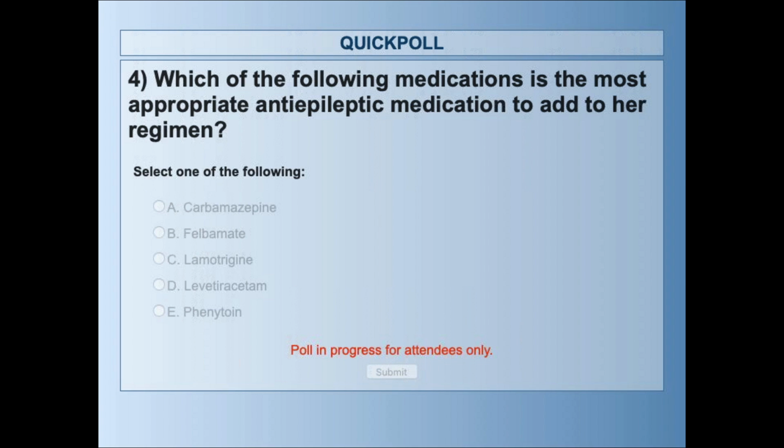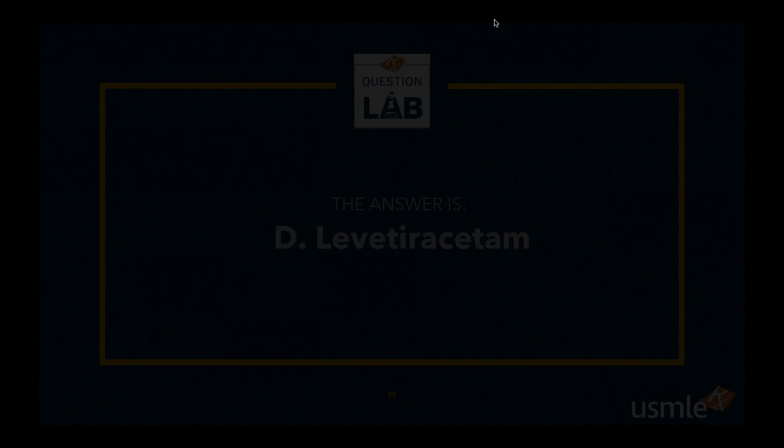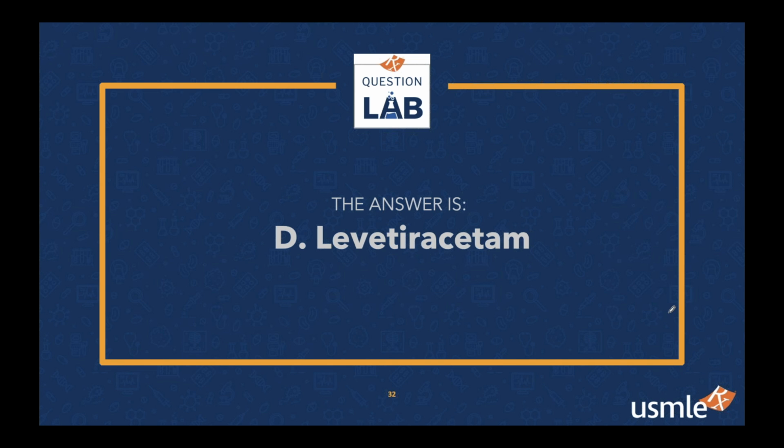All right. Well, let's take a look and see what the audience has selected. Looks like it was close. In first place, we have phenytoin. In second place, we have answer choice D, levetiracetam. And then in third place, we have carbamazepine. So let's take a look and see what the correct answer is. And the correct answer is indeed D, and 27% of you got it right. Another challenging question, but pay attention to Paris now, and you'll get it right on test day.